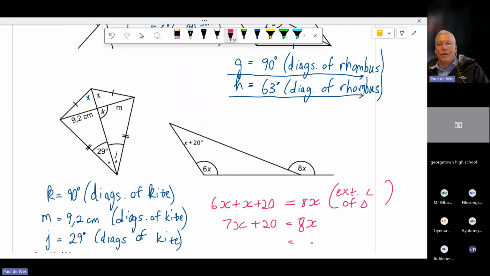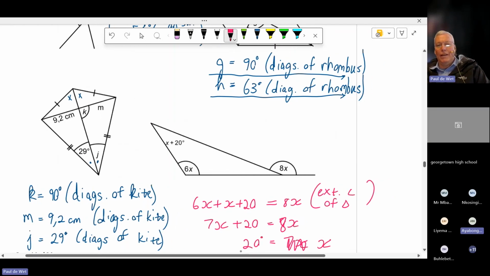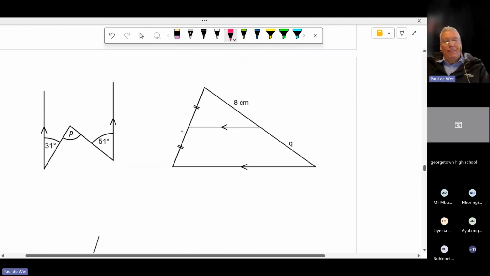Sorry, on which side? Well done, on both sides. Well done. Okay, right.